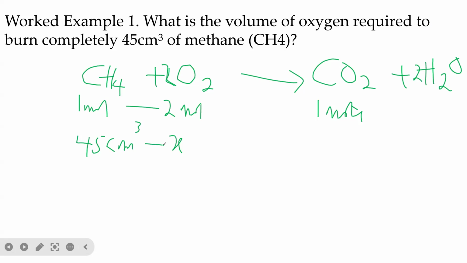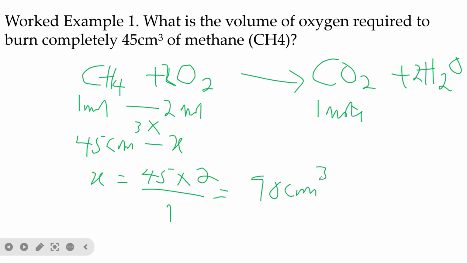So we now cross multiply at the end. We are now going to have X is equal to 45 times 2. So we cross it, this one times this. Then we have 1 times X, which is 1 mole, so we divide it by mole. At the end, we are going to have 90 centimeter cube of oxygen. So it means that you need 90 centimeter cube of oxygen to completely bond methane into carbon dioxide and water.